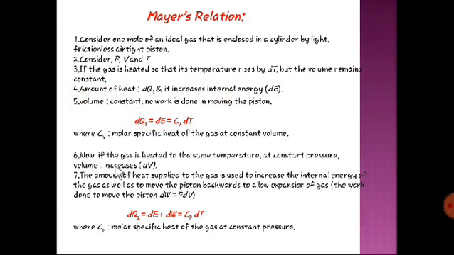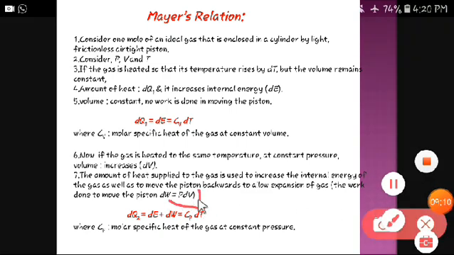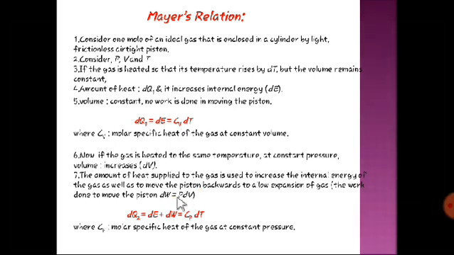Now, if the gas is heated through the same temperature rise at constant pressure, then what happens to the volume? The pressure is constant and the volume is changing. As the volume changes, the piston will try to move upward, so it will create work done. That work done is nothing but P dV. Here you can see dW = P dV.